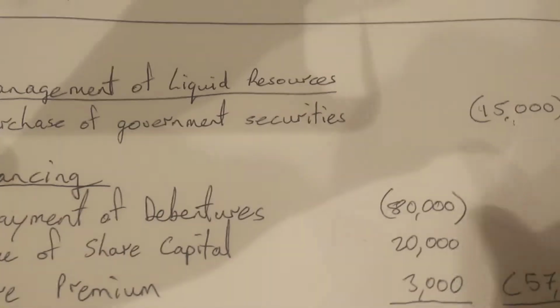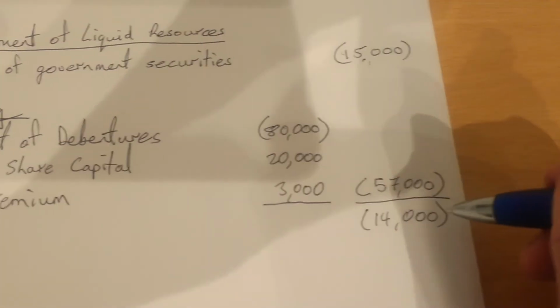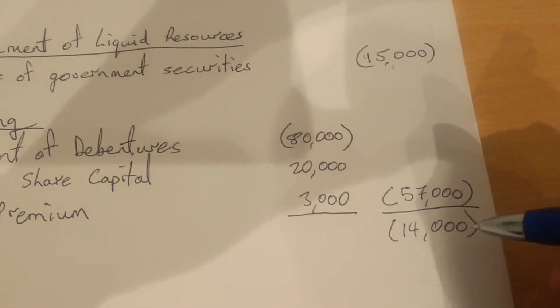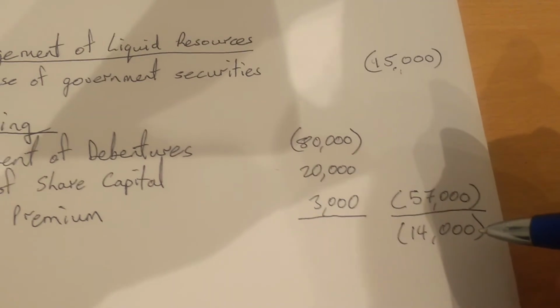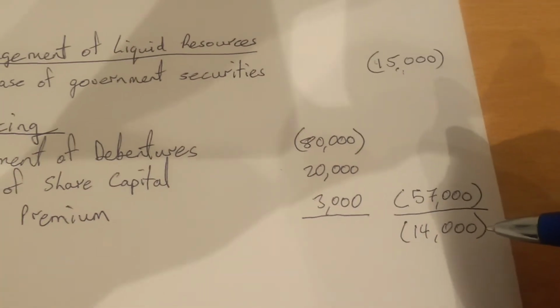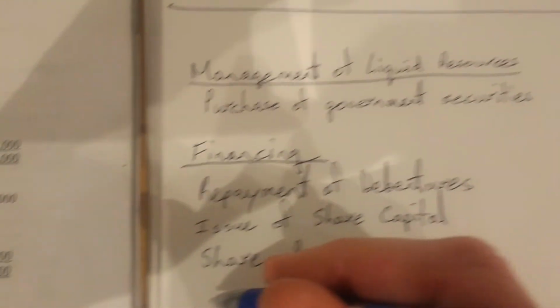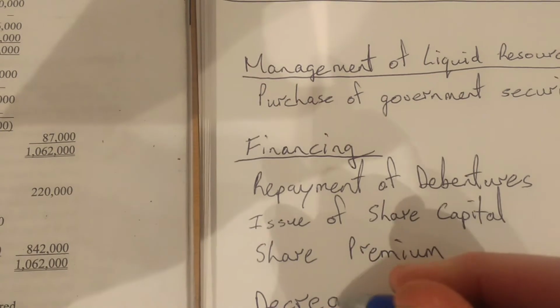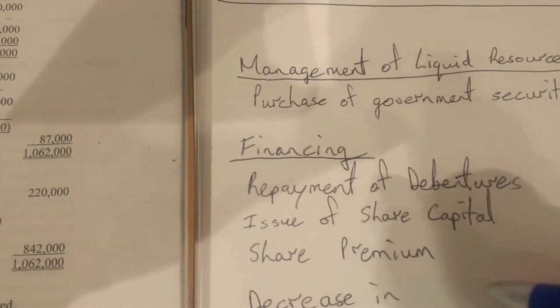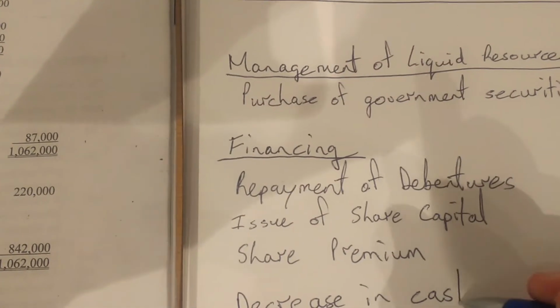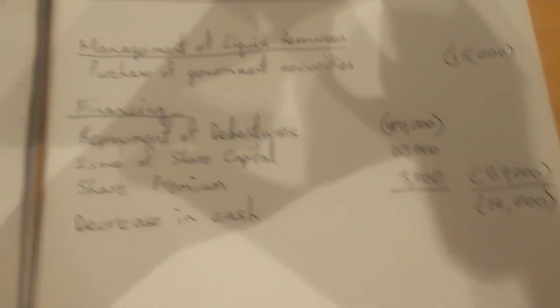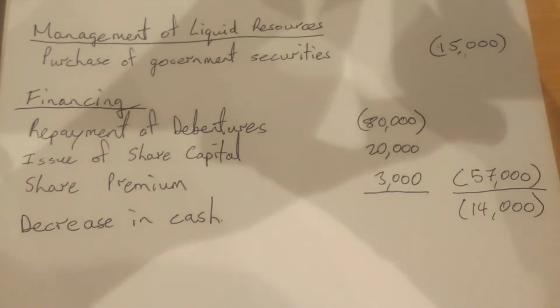And if this figure at the end turns out to be negative, as it has in this case, minus 14,000, then we call it a decrease in cash. If it turned out to be positive, we call it an increase in cash. So that's negative, so that's going to be a decrease in cash.